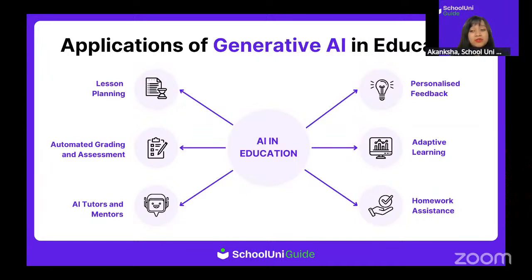AI can also be used for personalized feedback, where it can deep dive into the child's weak areas and make a bespoke learning plan for the child. AI can also be used for adaptive learning, where it can tune to the child's needs. So if a child needs a more visual form of learning, or if they need a more text-related form of learning, it would tune itself accordingly.